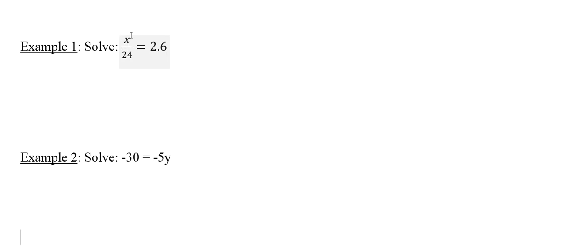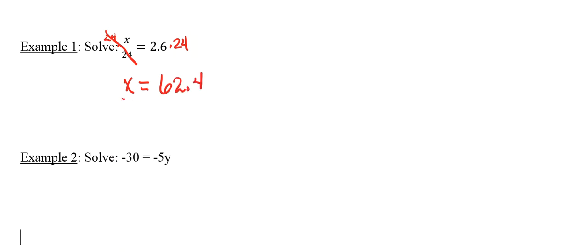So to find the solution, we are going to multiply by the value. Instead of dividing by 24, I'm going to times by 24. And if I do something to one side, I have to do it to the other, otherwise it changes the value of the problem. So x equals, I need to grab my calculator, 2.6 times 24, 62.4.